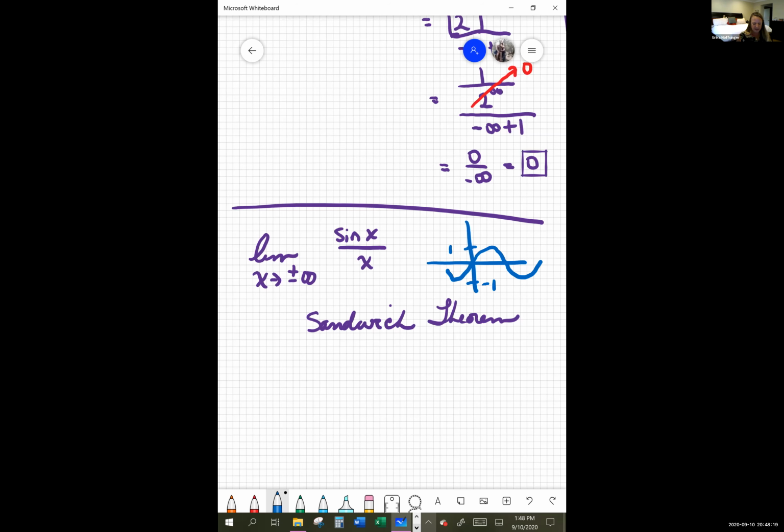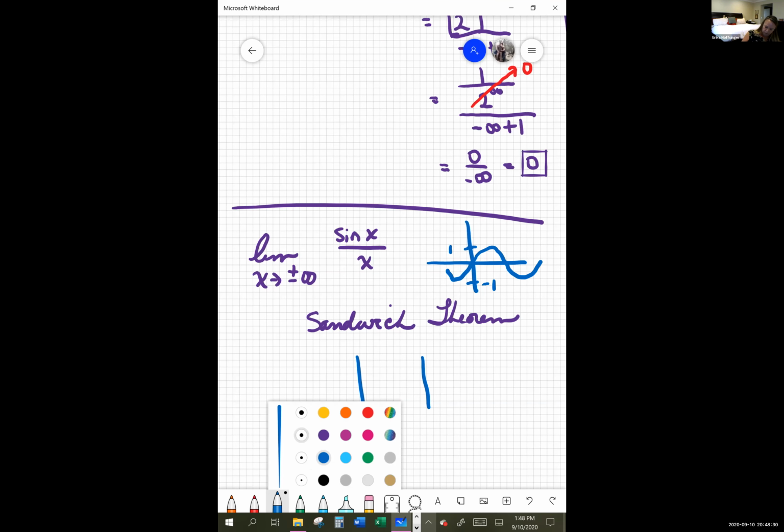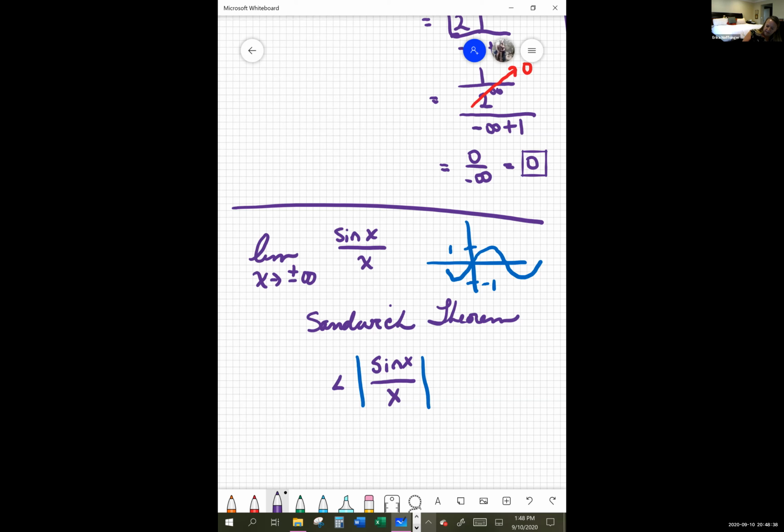And so if we think about the absolute value of sine of x over x, well, the absolute value of this number is always going to be between 0 and 1 because of the negative 1. So it's always going to be bigger than 0. And this will actually always be bigger than or equal to 1 over x, the absolute value.